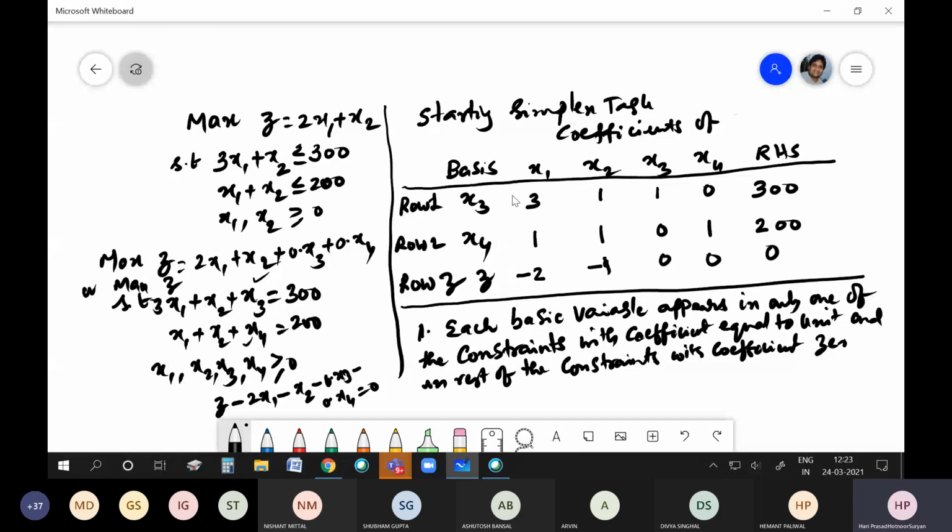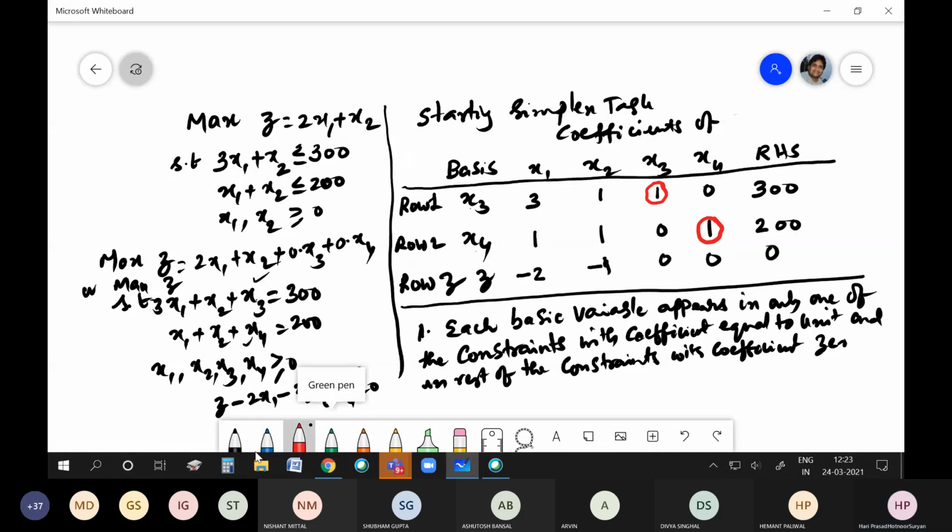If you see here, there are two constraints. So x3, this is the basic variable in constraint 1, so it will have 1, and in the rest of the constraints it will have 0. Similarly, the basic variable x4 will have 1 in one constraint, and in the rest it will have 0.